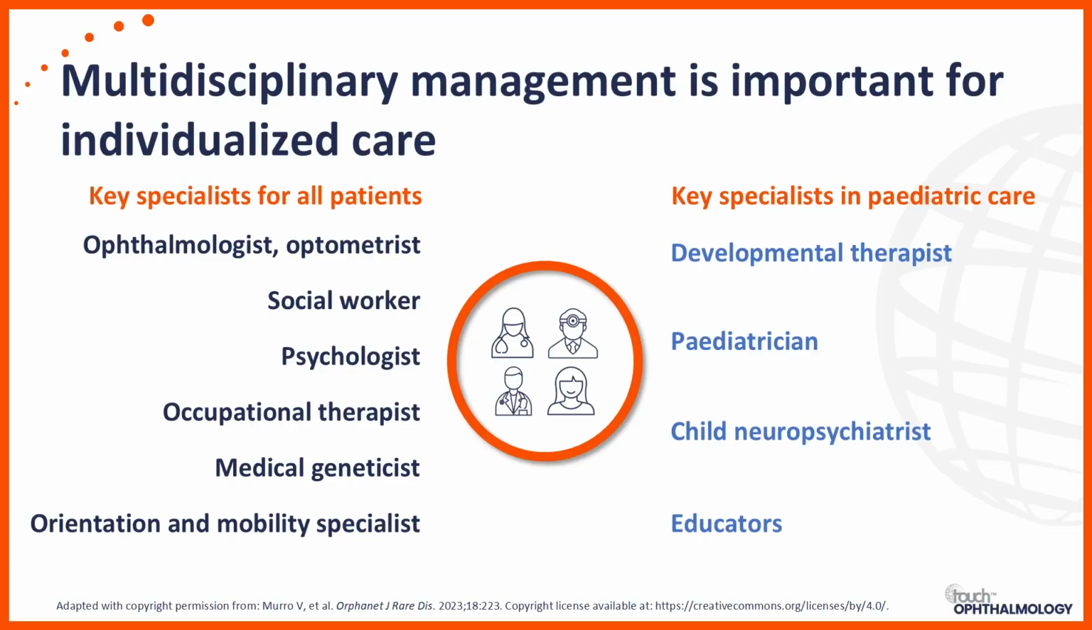So it's critical to have this multidisciplinary approach, so that you have individualized care for the patient. The team consists of the eye care specialist, the social worker, the psychologist, the occupational therapist, the geneticist, and if they are children as opposed to adults, then there are other members of the team, like educators, child neuropsychologists and pediatricians, who need to be involved in the care of these patients.